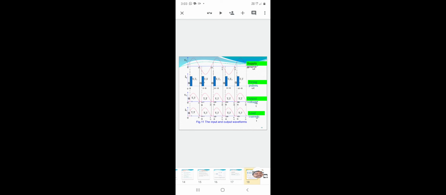Here we connect a resistance load. So the output voltage and the output current, or load current, are the same, because the load is resistive. There is no phase difference between the output voltage and output current. So the power factor is cos 0, which equals 1. The power factor is unity for a resistance load.